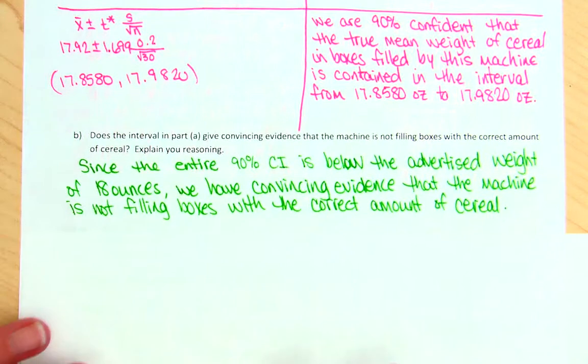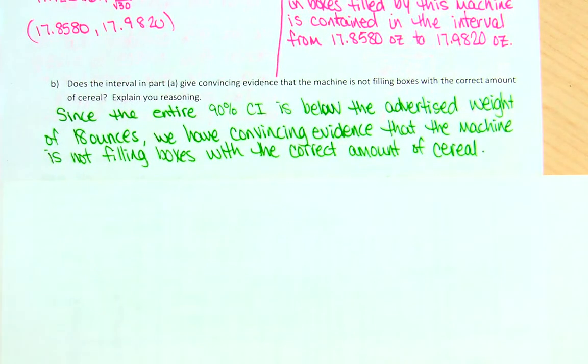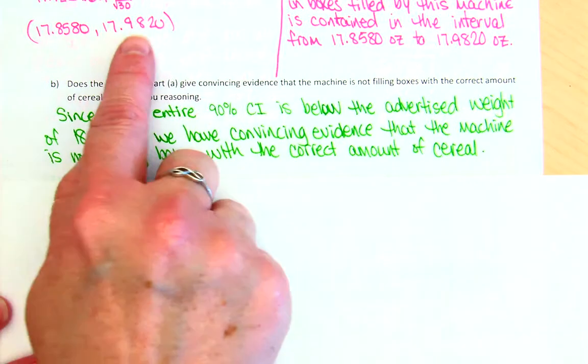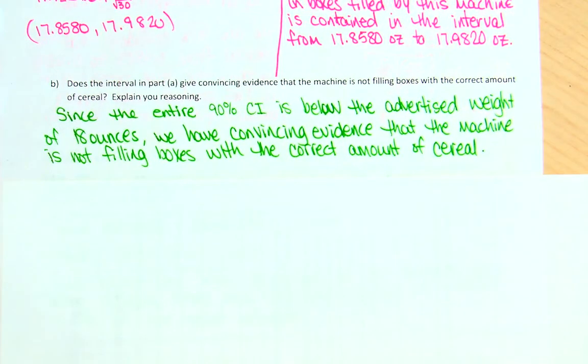So 18 ounces is not a plausible true mean value. The way I stated this, I said since the entire 90% confidence interval is below the advertised weight of 18 ounces, we have evidence that the machine is not filling the boxes with the correct amount of cereal. If 18 were contained within the interval, if this value were above 18 and this one below 18, then we could say it seems to be filling them correctly.